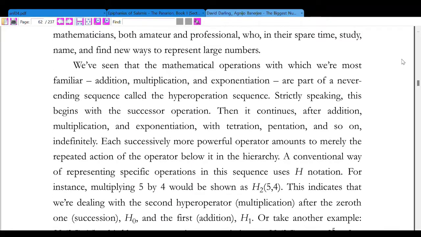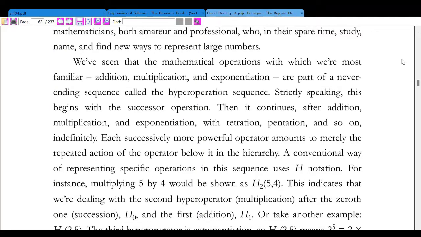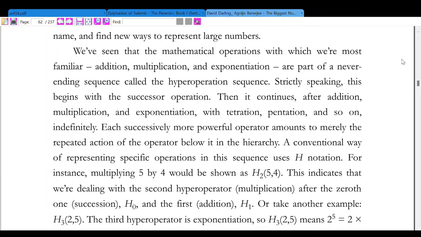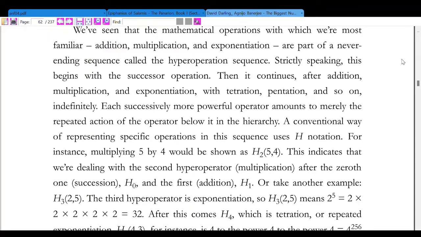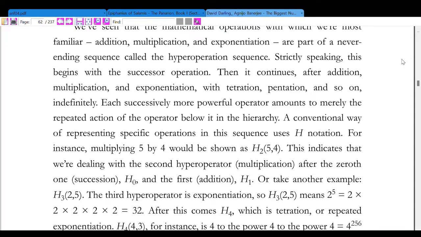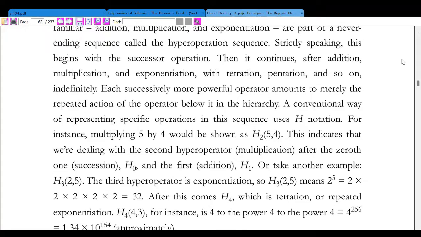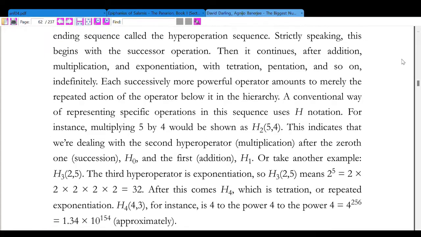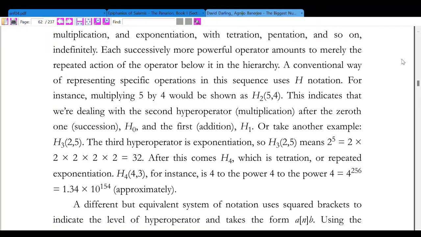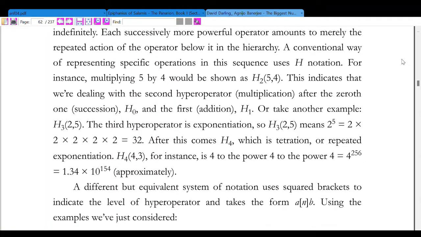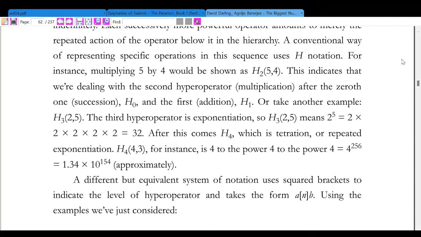We've seen that the mathematical operations with which we're most familiar, addition, multiplication, and exponentiation, are part of a never-ending sequence called the hyperoperation sequence. Strictly speaking, this begins with the successor operation. Then it continues after addition, multiplication, and exponentiation with tetration, pentation, and so on indefinitely. Each successively more powerful operator amounts to merely the repeated action of the operator below in the hierarchy. A conventional way of representing specific operations in this sequence uses H notation.